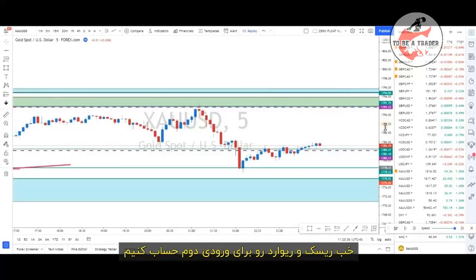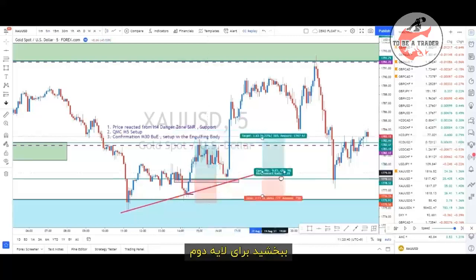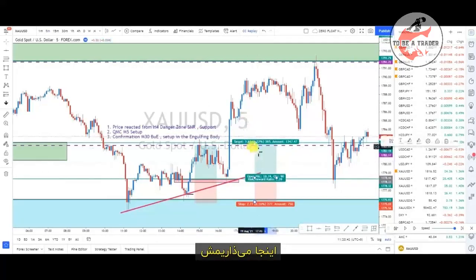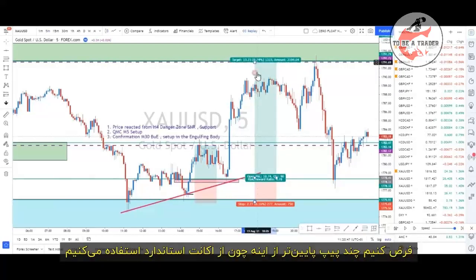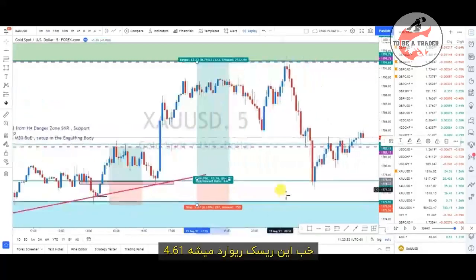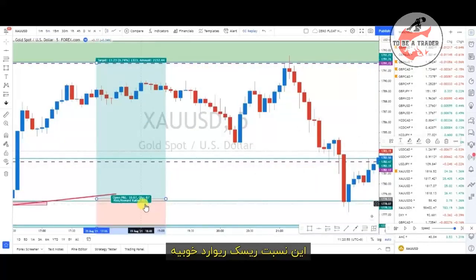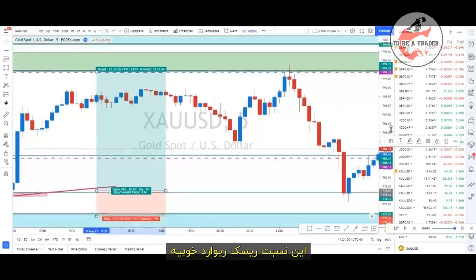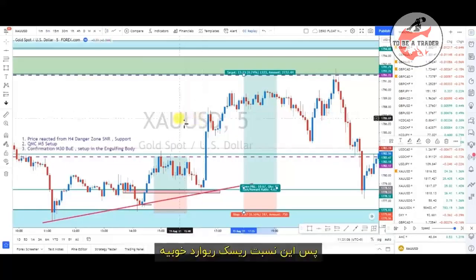Okay, so let's calculate the risk reward for the second layer. So put it here. So the reward is up to here, the danger zone. So let's say a few pips lower, in case we're using a standard account. So here, this risk reward will be around 4.61. So this will be a good risk reward ratio as well, 4.61. Okay, so we risk close to 30 pips, but our reward is around 132 pips. So this is a good risk reward ratio as well.